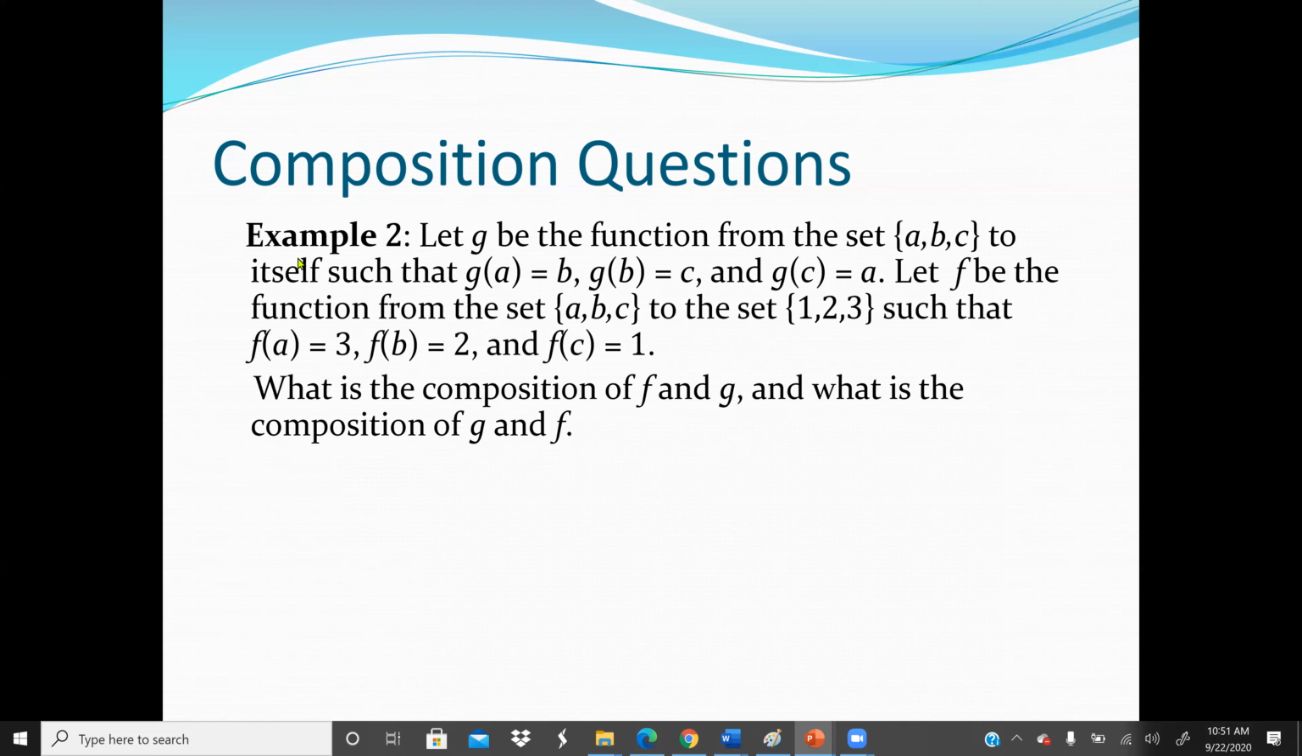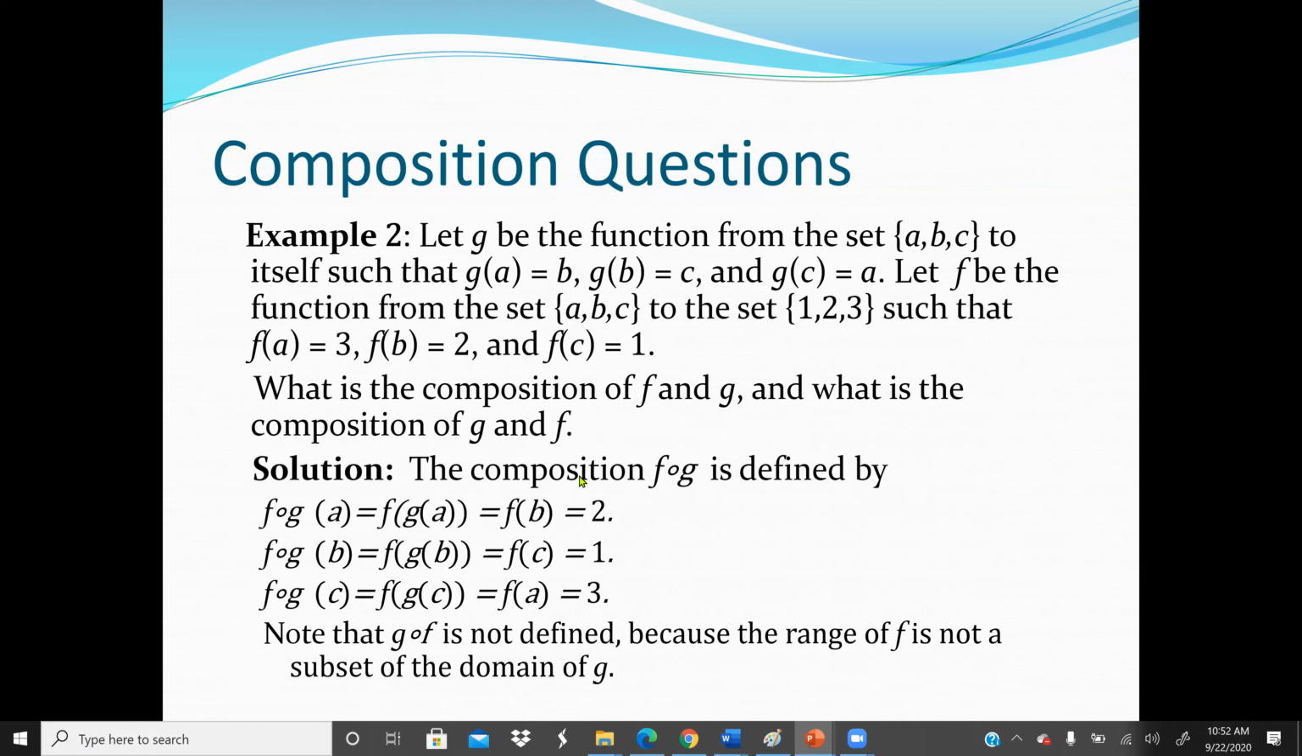So you have another example here saying, let G be the function from the set ABC to itself such that G at A equal to B, G at B equal to C, G at C equal to A. Now let F be the function from the set ABC to the set 1, 2, 3, such that F at A equal to 3, F at B equal to 2, F at C equal to 1. Now we ask, what is the composition of F and G? And what is the composition of G and F?